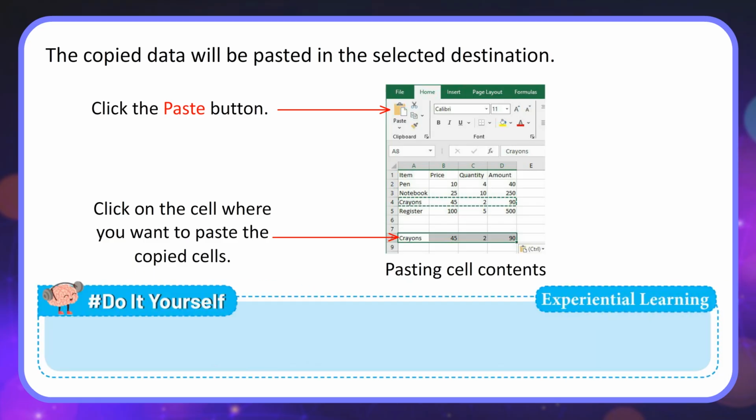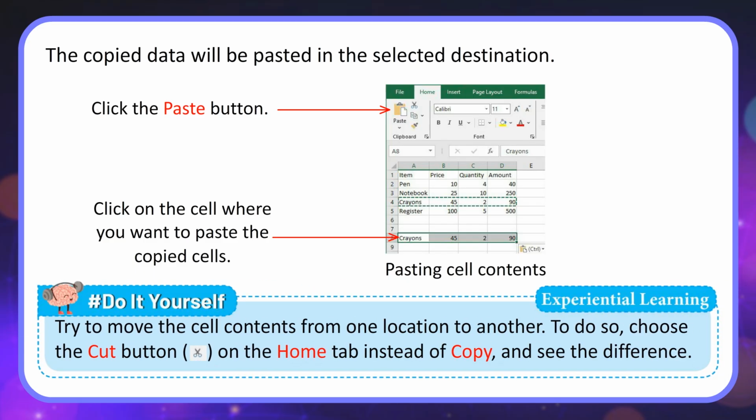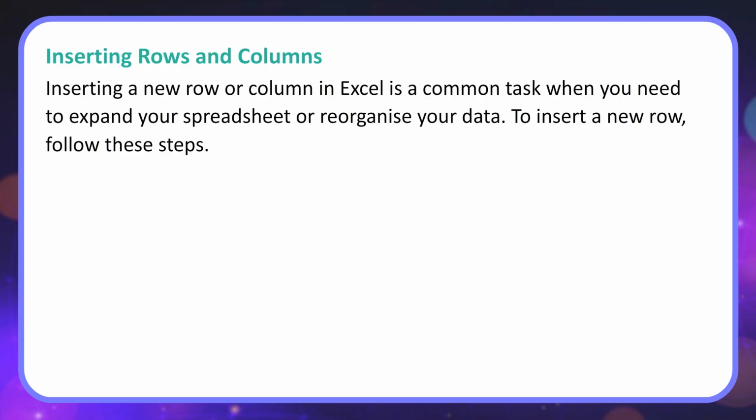Do it yourself. Experiential learning. Try to move the cell contents from one location to another. To do so, choose the Cut button on the Home tab instead of Copy, and see the difference. Inserting rows and columns. Inserting a new row or column in Excel is a common task when you need to expand your spreadsheet or reorganize your data.